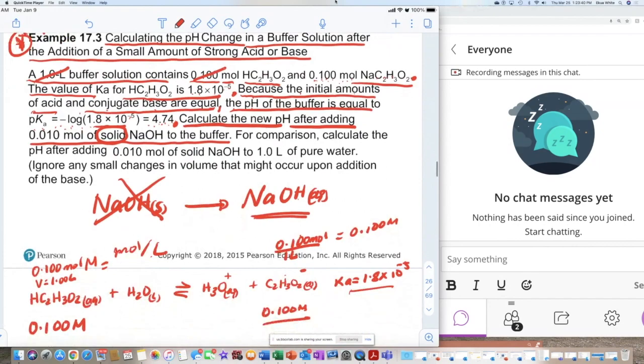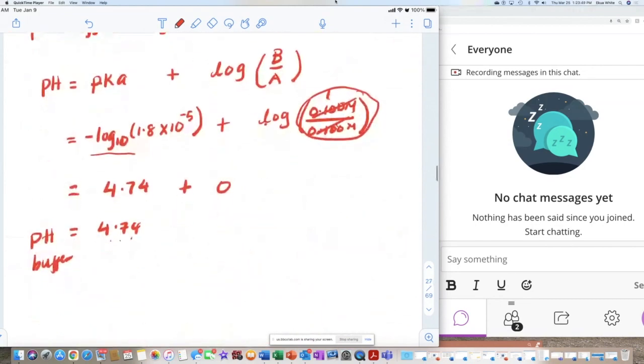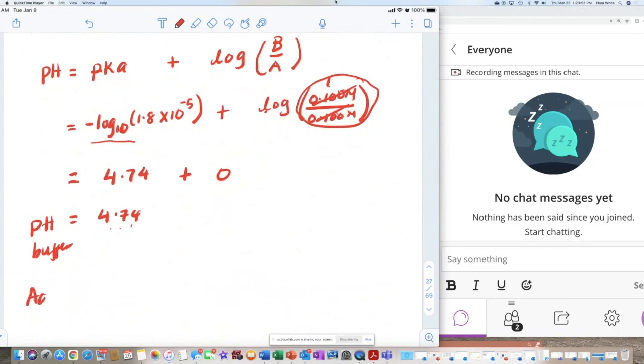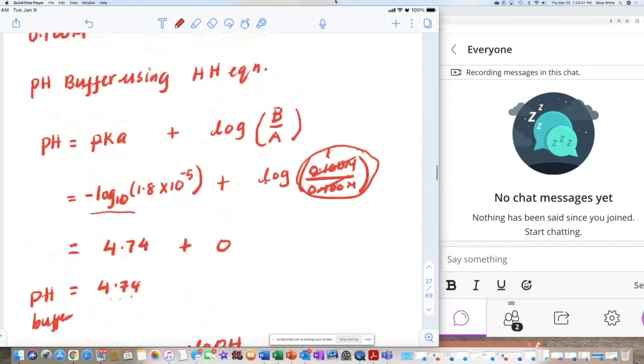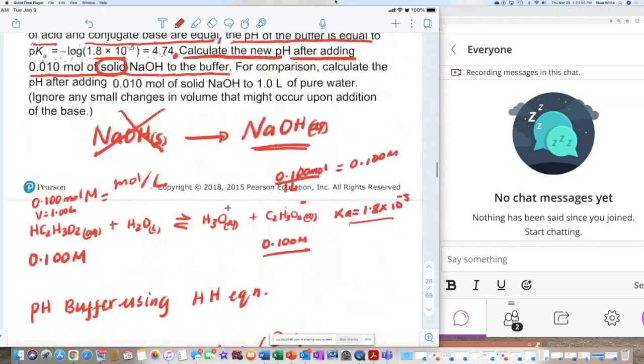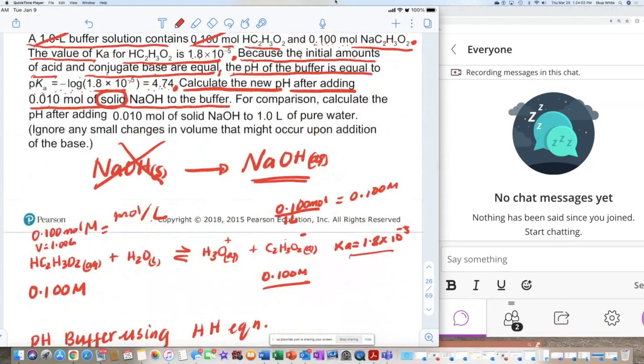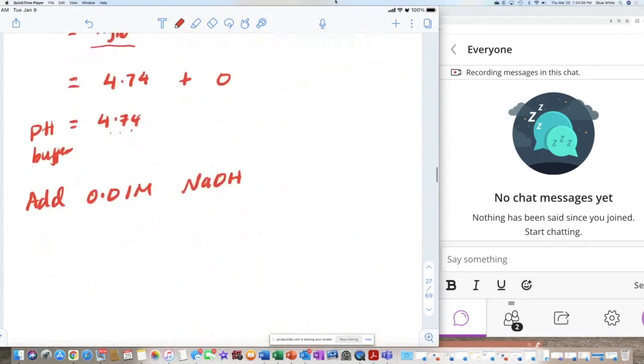Long story short, all they're trying to say is you're adding a base. And how much base are we adding? 0.01 molar sodium hydroxide, which was a solid, but it will become an aqueous solution, 0.01 molar, to 1 liter of the buffer. Okay, so since I'm adding this, they want to know the pH after.